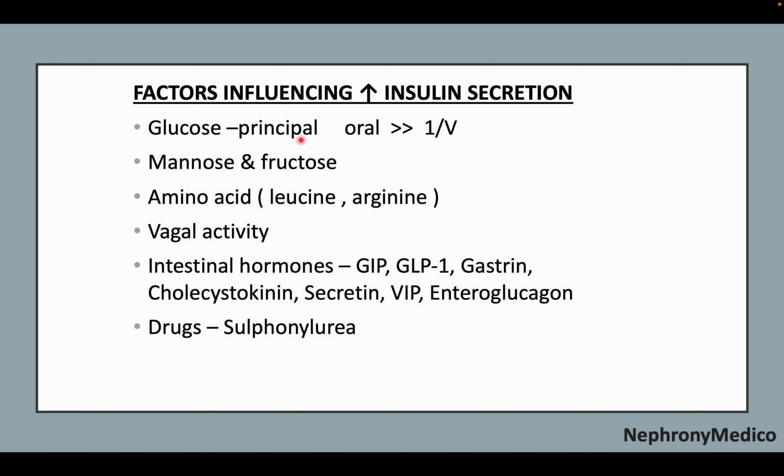Now, the factors influencing increased insulin secretion. Glucose is the principal factor. Mannose and fructose, amino acids like leucine and arginine, vagal activity, intestinal hormones like GIP, GLP-1, gastrin, cholecystokinin, secretin, VIP, enteroglucagon, and drugs like sulfonylureas.